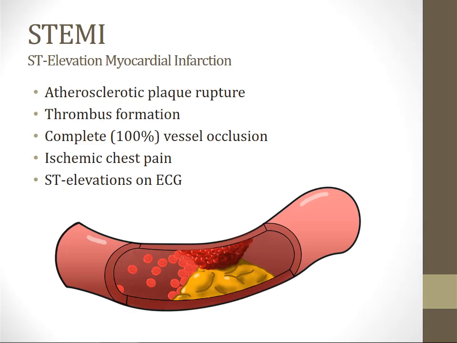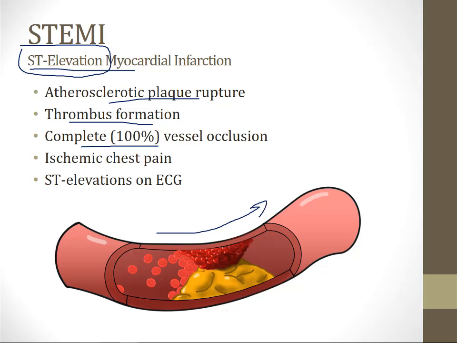STEMI is the term used to refer to an ST elevation myocardial infarction, and this disorder gets its name because on the surface ECG there are ST elevations, and we'll talk about that in a minute. The cause of a STEMI is rupture of an atherosclerotic plaque with thrombus formation and complete 100% vessel occlusion. What makes a STEMI is that the thrombus allows no blood flow beyond the obstruction, as shown in this picture on the screen here. If there is thrombus formation and there is some blood flow beyond the obstruction, that will lead to NSTEMI and unstable angina, which I talk about in another video.